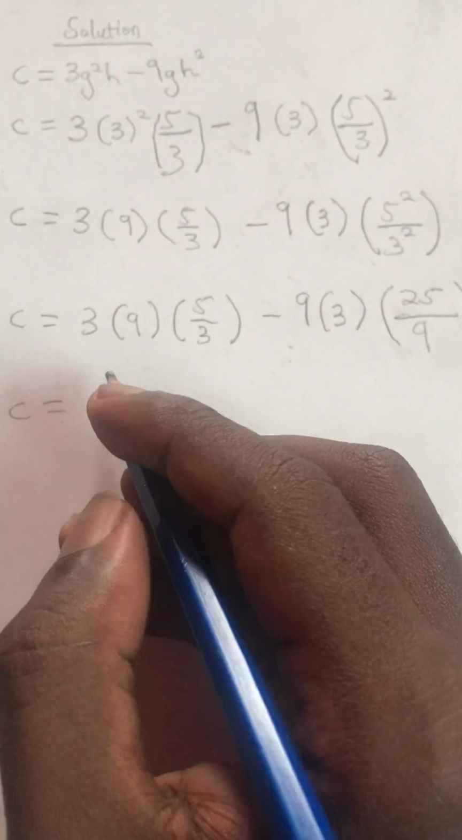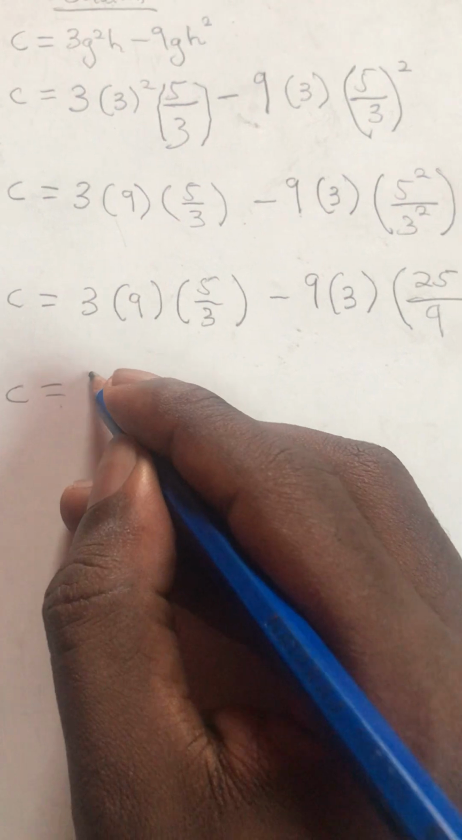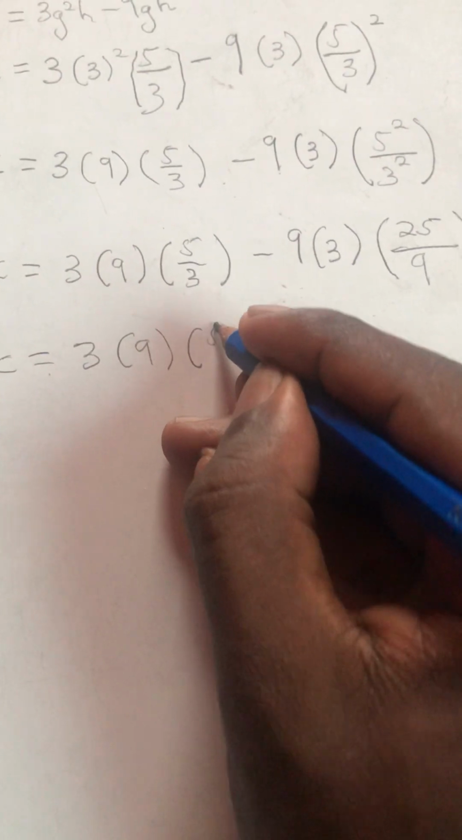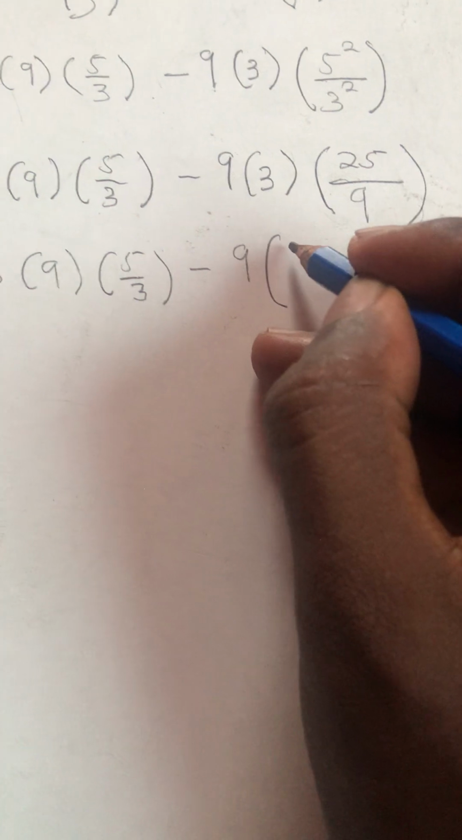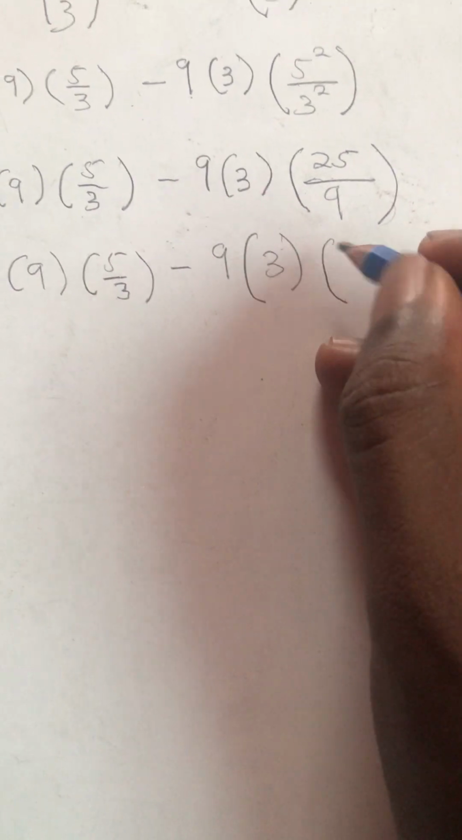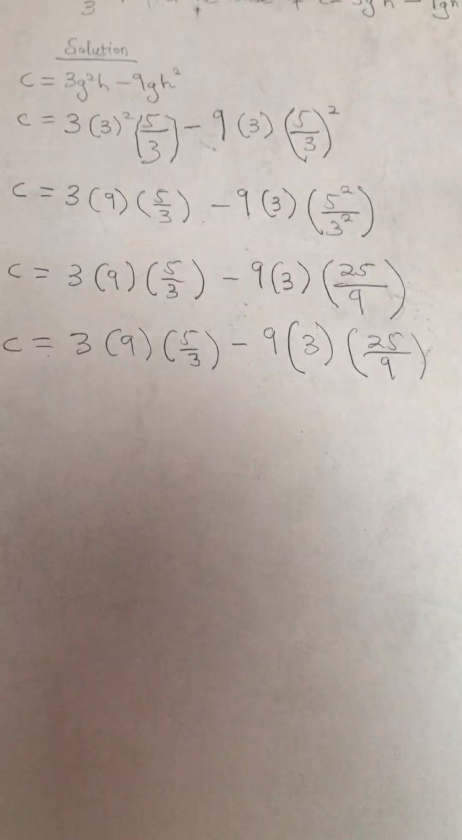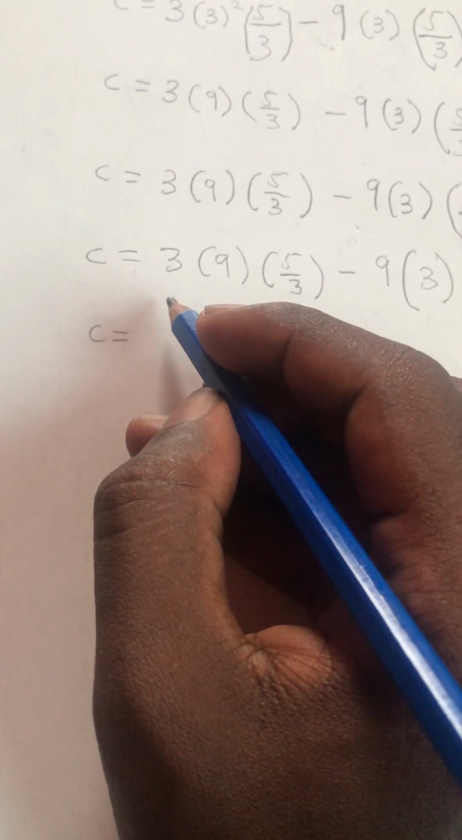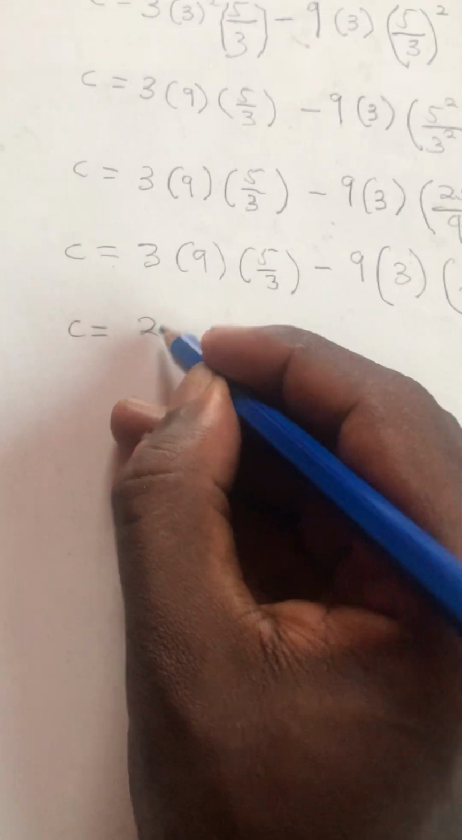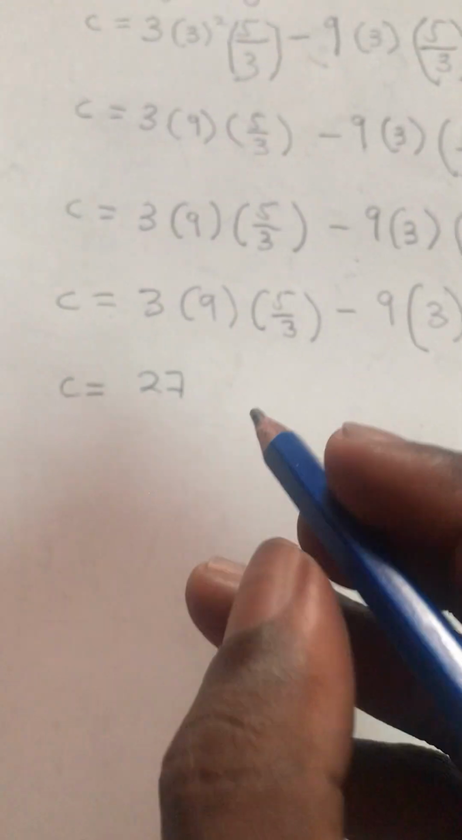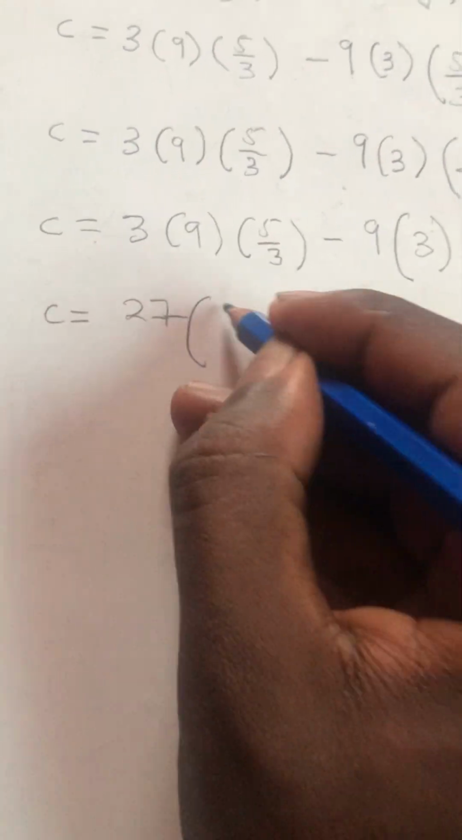So we simplify further, and in doing so we have to do some cancellations. Now when we simplify further, 3 multiplying 9 will give us 27, multiplying 5/3.